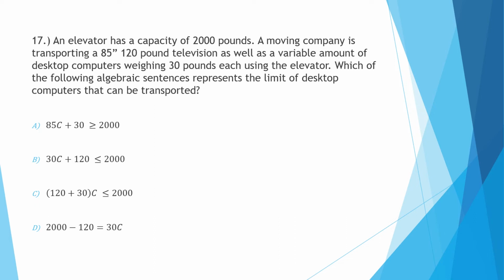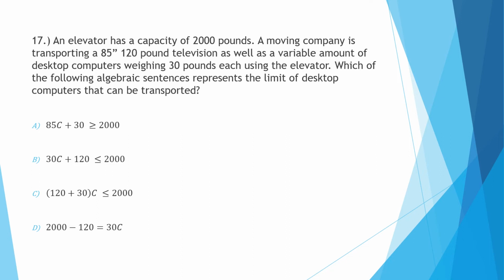A moving company is transporting an 85-inch, 120-pound television. Well, 85 inches doesn't mean anything to us in the context of this problem, but 120 pounds does. Since there is only one of these televisions, that must be off by itself. So I'm looking for something that's less than or equal to 2,000 pounds and has a singular 120-pound item.